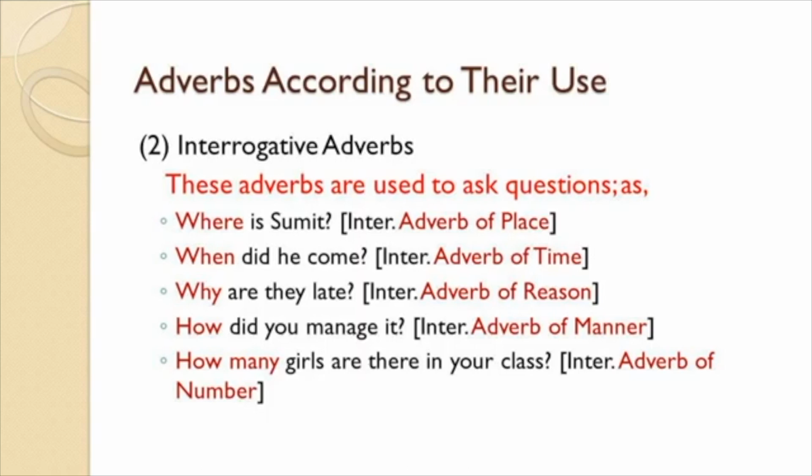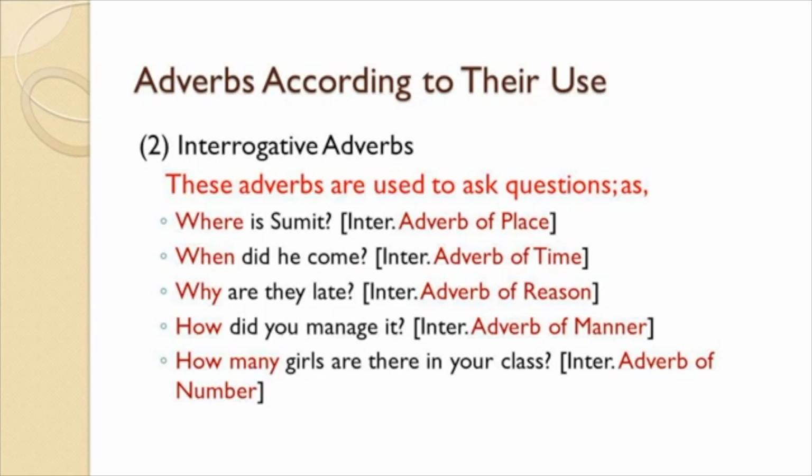One thing which I want to make clear here is that sometimes a word can belong to more than one adverb. In these sentences, we find that the adverb of place is where, but when this adverb of place is used to ask the question, then it is termed as interrogative adverb of place. Likewise, in the second example, when is the example of adverb of time, but when it is used to ask the question, then it becomes the example of interrogative adverb of time.